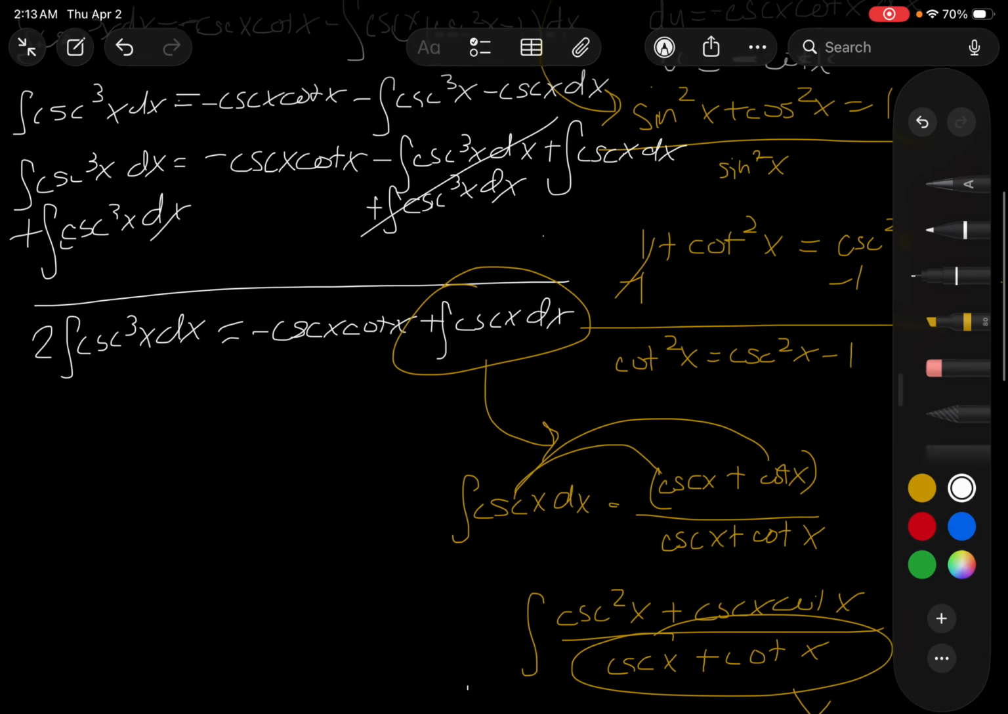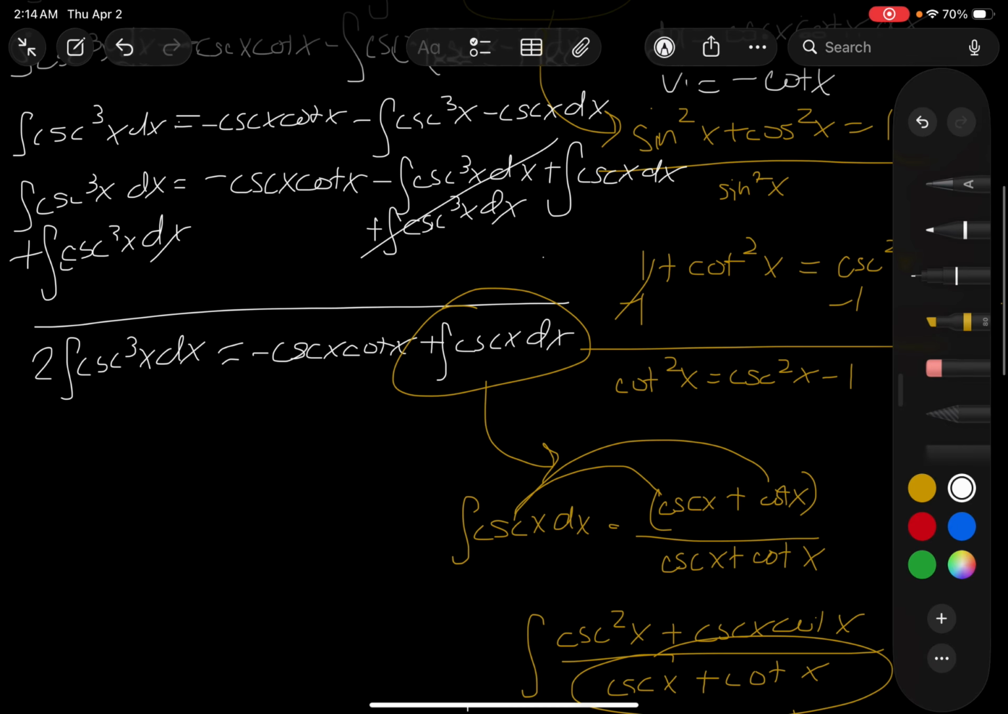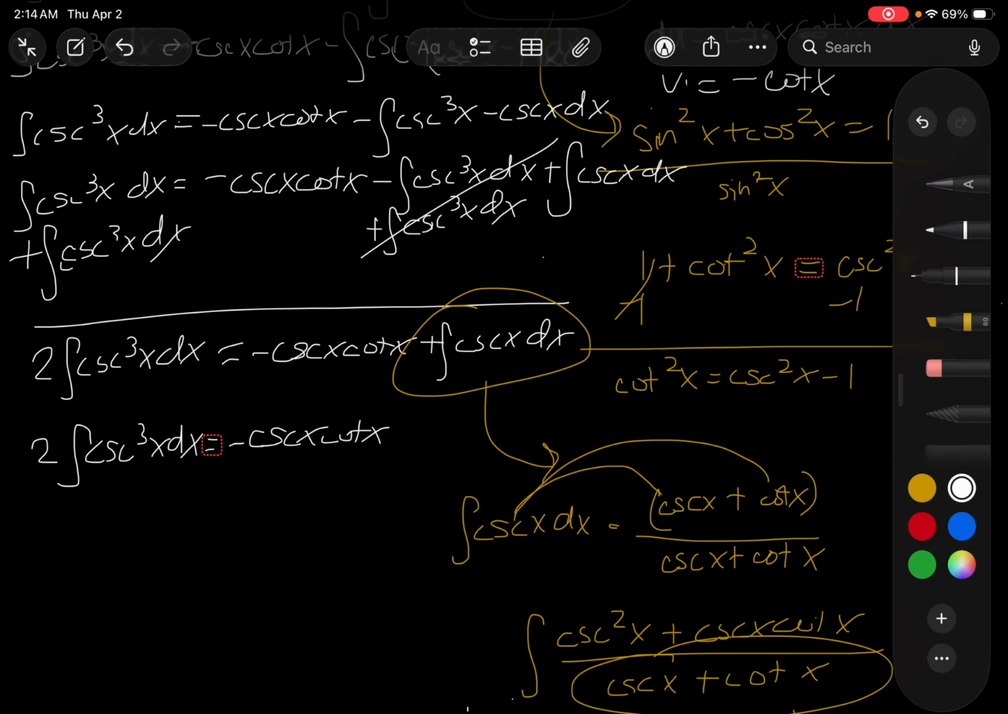So 2 times the integral of CSC cubed x dx equals negative cosecant of x cotangent of x minus ln of CSC of x plus cotangent of x plus c. We're not quite done yet.